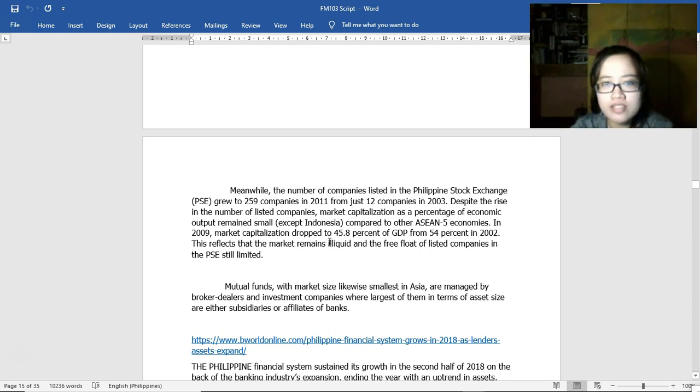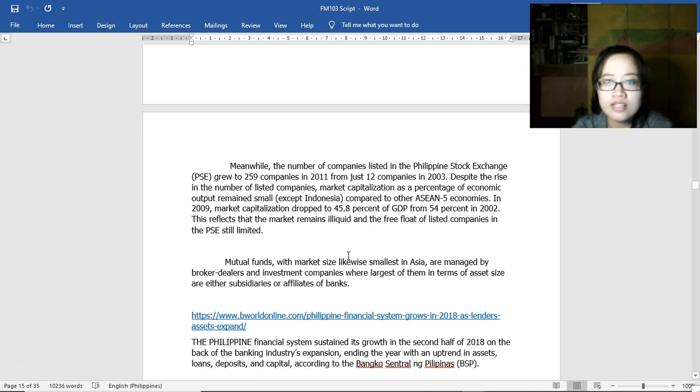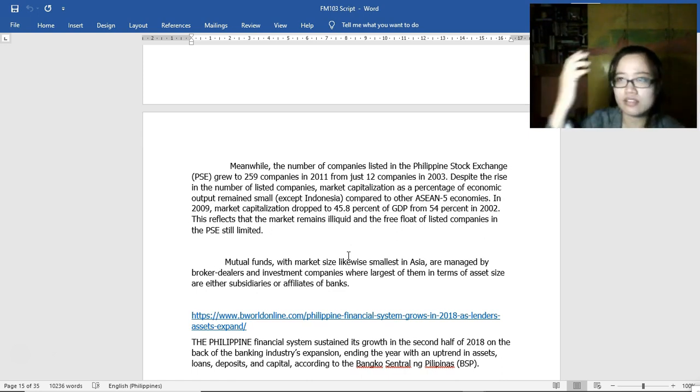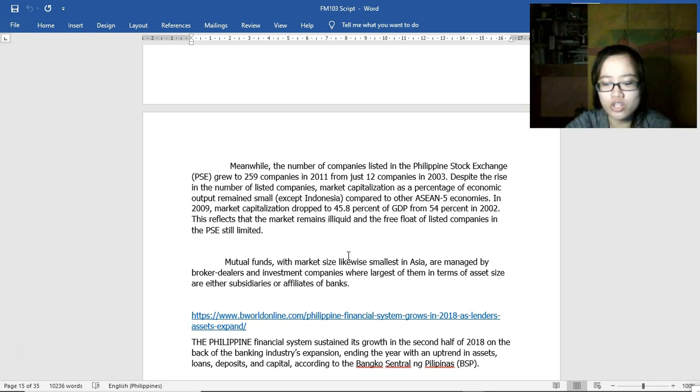In 2009, market capitalization dropped to 45.8% of GDP from 54% in 2002. Okay, this reflects that the market remains illiquid and the free float of listed companies in the PSE is still limited. Basically, depending on the channel you're going to use, I'm using BPI Trade, I think it's T3 for its liquidity. If you want to withdraw, you have to wait for 3 days to get the proceeds. So it's liquid, but not very liquid, because you'd rather have it real time. If you need the money now, you can just sell your stocks and then get the proceeds.